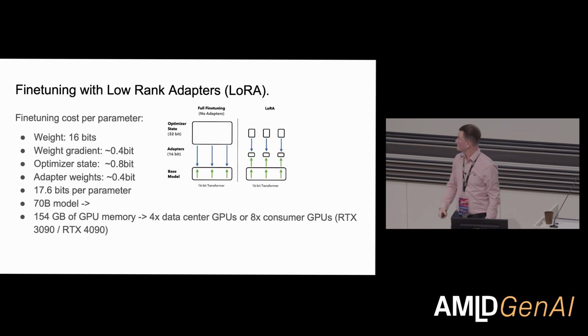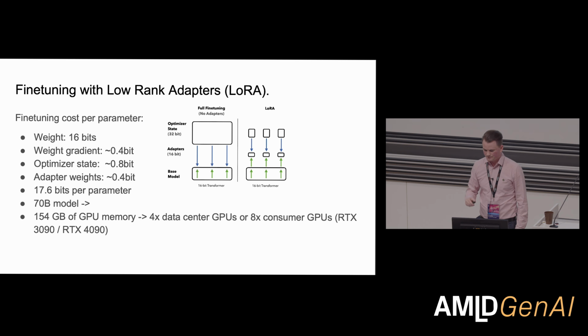And so there's more efficient fine-tuning with low-rank adapters, where you only adapt a small portion of the neural network. And there still the weights are on 2 bytes or 16 bits. Then the other things, it's only a couple of fractional bits on average. And that adds up to 17.6 bits per parameter. And that's still 150 gigabytes of GPU memory. So you can't do this on a consumer setup. You need multiple computers. And that's complicated, that is expensive.